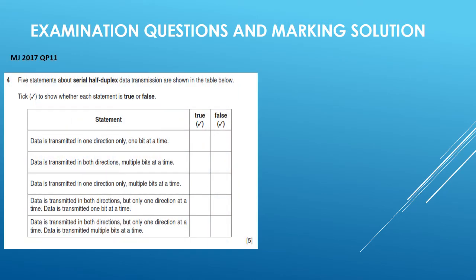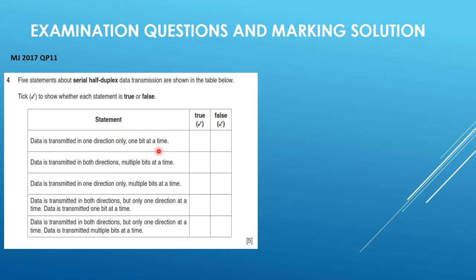This is question number 4 from the May-June 2017 paper. Question paper variant is 1-1. 5 statements about serial half-duplex data transmission are shown in the table below. Tick to show whether each statement is true or false. There are 5 statements given and the question carries 5 marks, so it is obvious that each statement carries 1 mark.